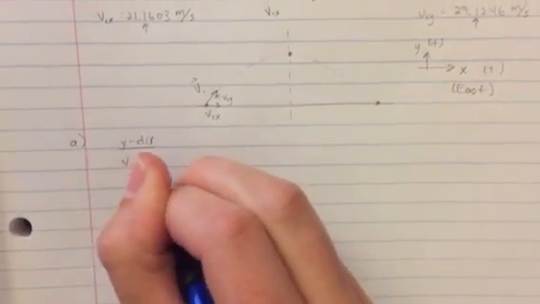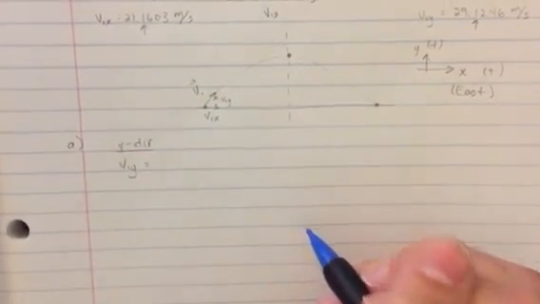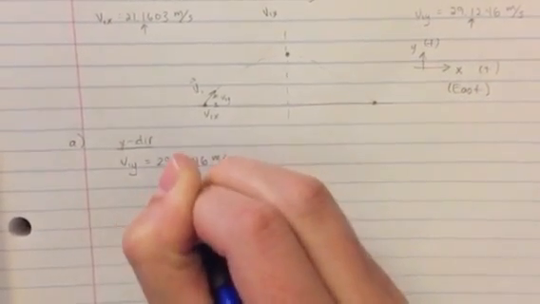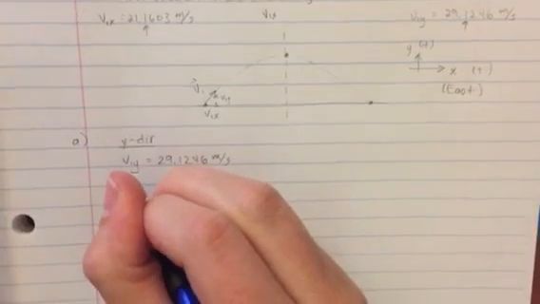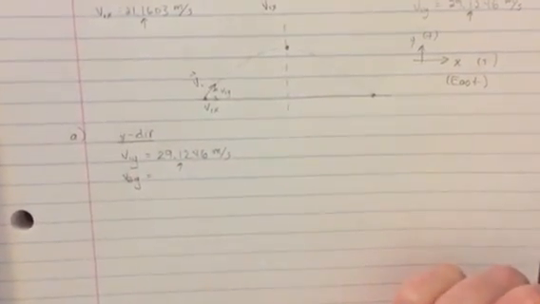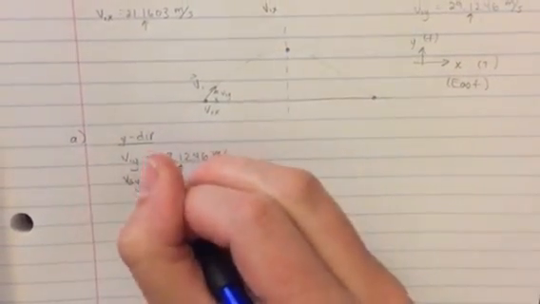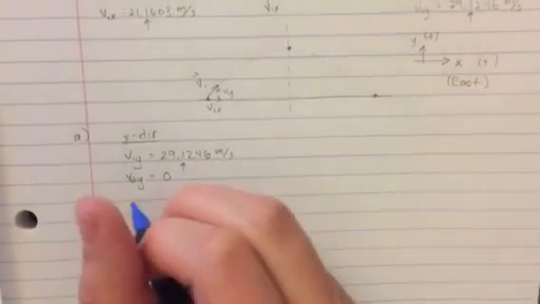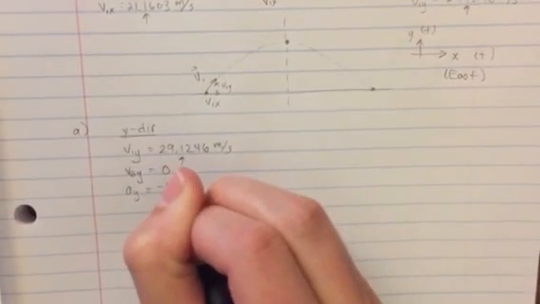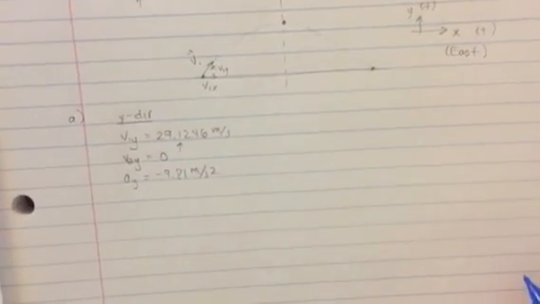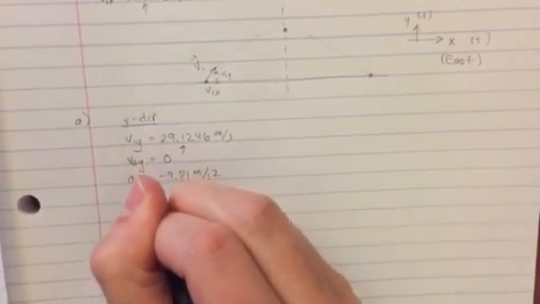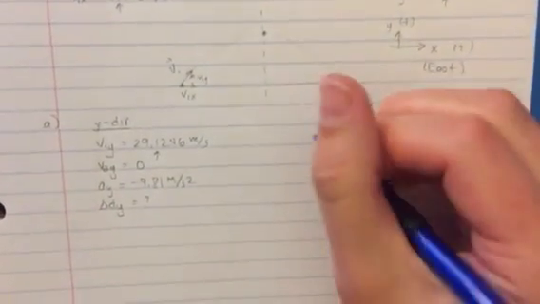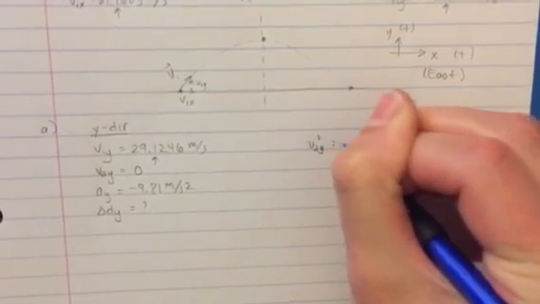I know my initial y velocity, we just figured it out during the last question. It's 29.1246 meters per second with 3 significant figures. And since I'm interested in the maximum height at the apex of its trajectory, the final velocity at that point in the y direction will be 0. I also know that the acceleration due to gravity is 9.81 meters per second squared down, and I would like to find what is the vertical displacement at that point. So if I look at the variables, the kinematics equation that I'm going to want to go with is this one.